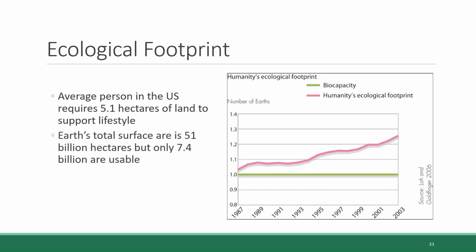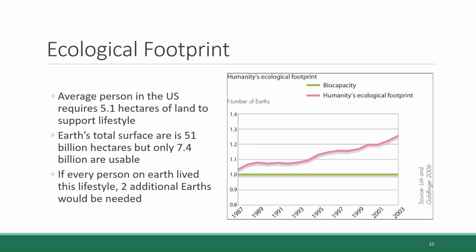Now, that just pertains to people in the US, who consume more than the average person on Earth. In this graph, you can see an estimate of how the total number of Earths needed to support the worldwide population has been going up over time. This graph is old and stops at 2003, but in the current year, the number of Earths needed to support the global population is 1.75.